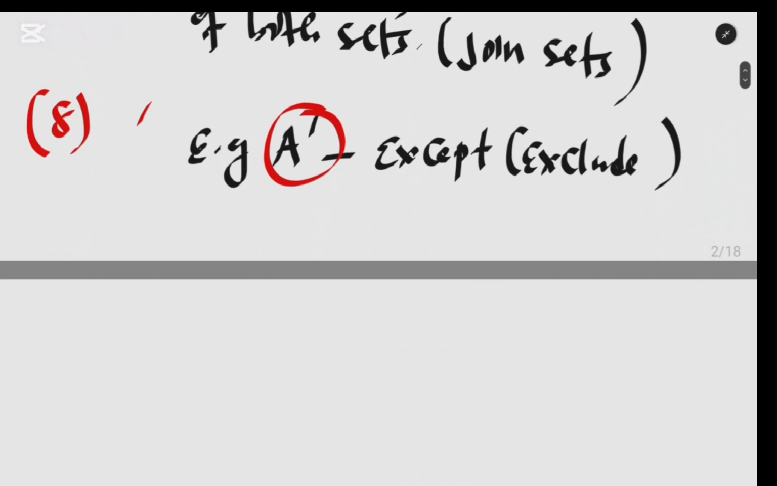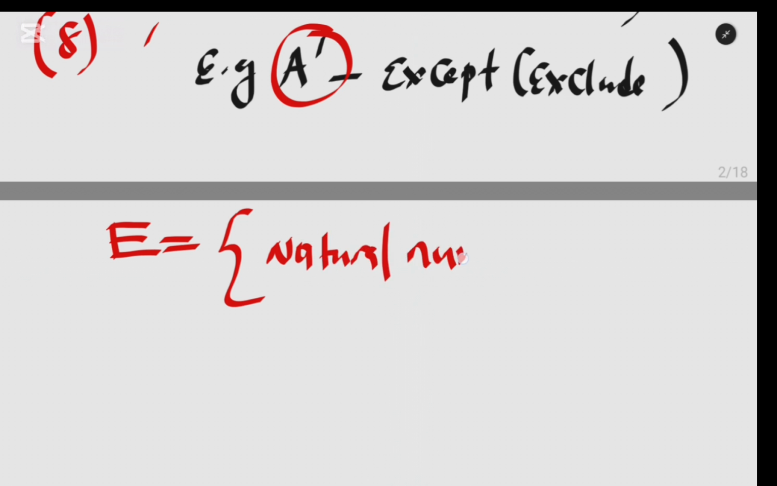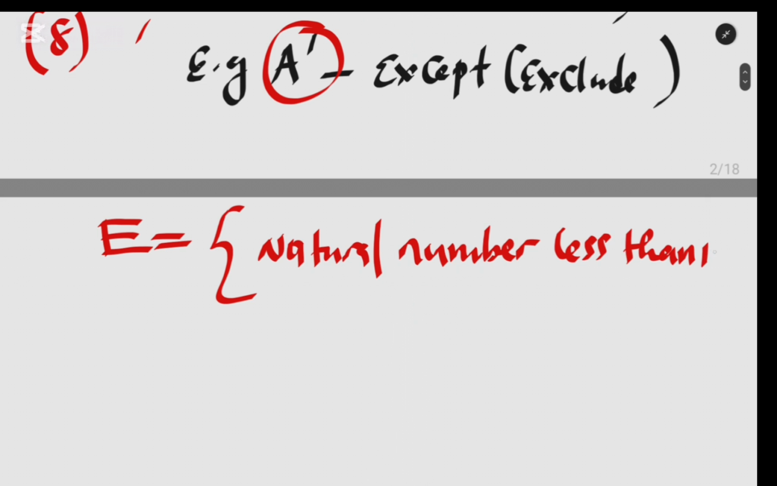Alright, let us look at how we can apply what we've just learned. Let us have the universal set, and for the universal set, I'm going to say natural numbers less than 11. That is the universal set. Natural numbers less than what? Less than 11.